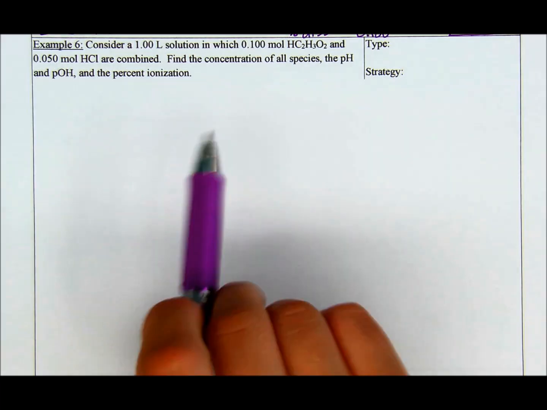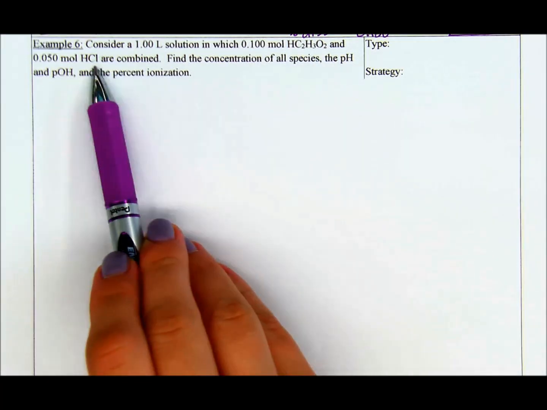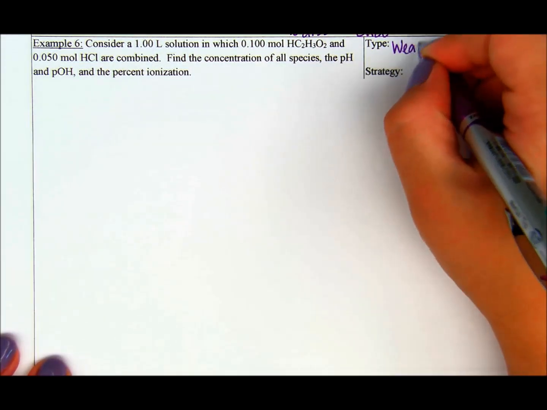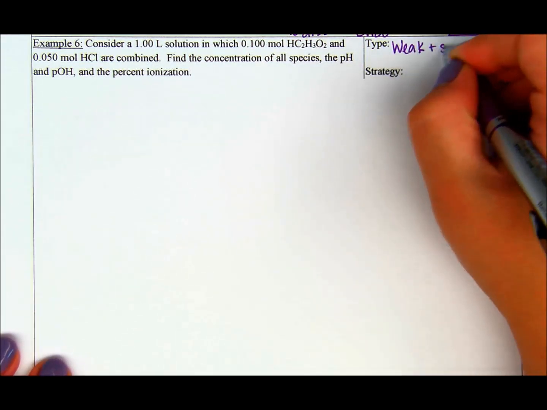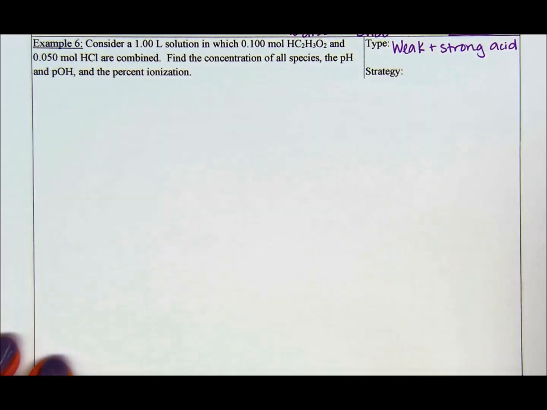Consider a 1 liter solution. So we have a 1 liter total solution in which 0.1 molar, again that's vinegar, so make sure you memorize that, and 0.05 moles hydrochloric acid are combined. So here we're combining a weak acid, which is our vinegar, and a strong acid, which is HCl. So this type is weak plus strong acid. So we're not combining any bases here.